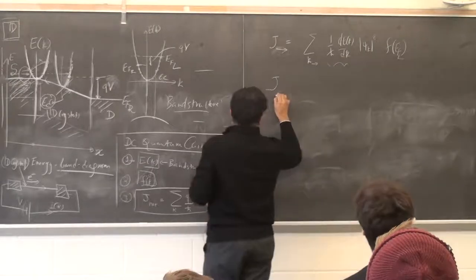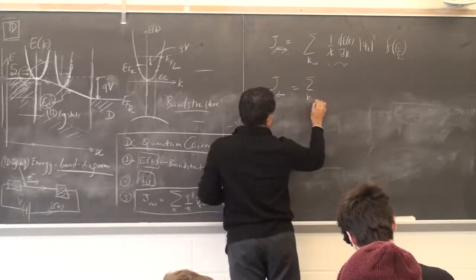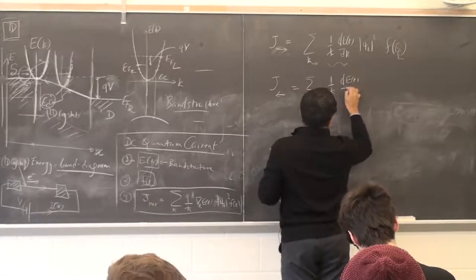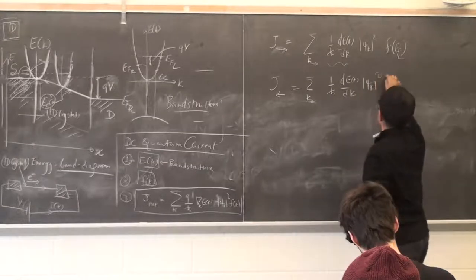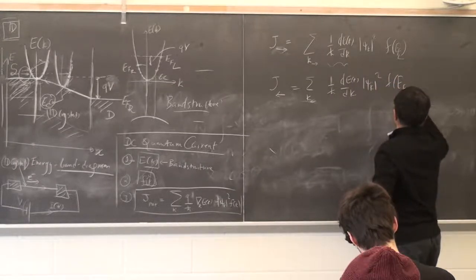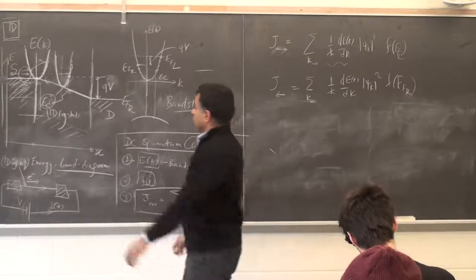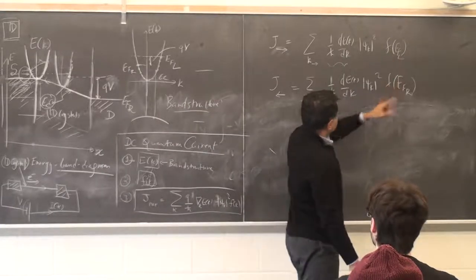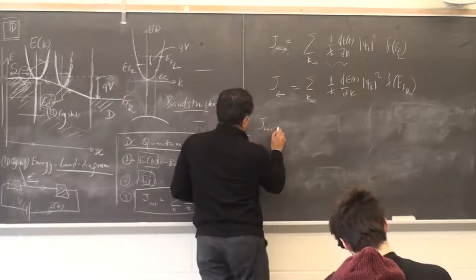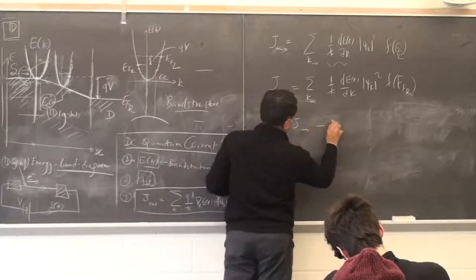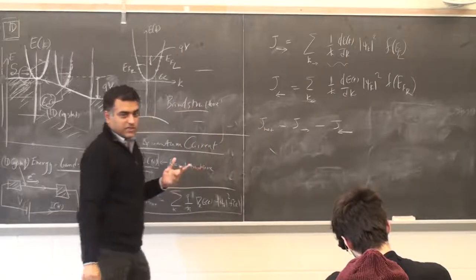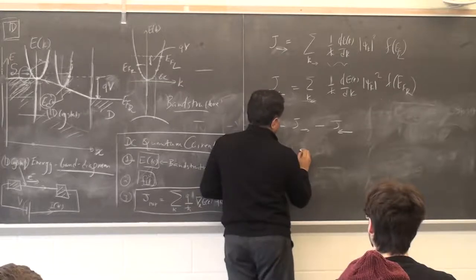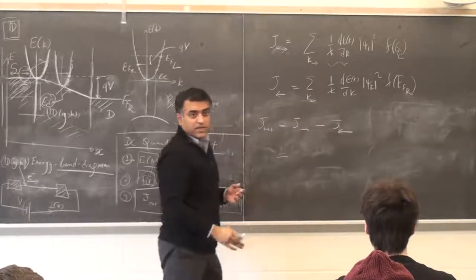Similarly, current going to the left is k going to the left. Same deal, 1 over h bar dE by dk, mod psi k squared, f of Fermi right. Carriers going to the left came from the right contact, so Fermi right. So these are the Fermi-Dirac distributions, and the net current is always the difference of the two. It's very important. It's always the difference of the two, so you get the difference of the Fermi functions.